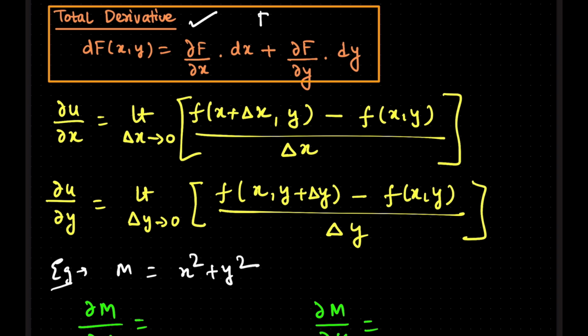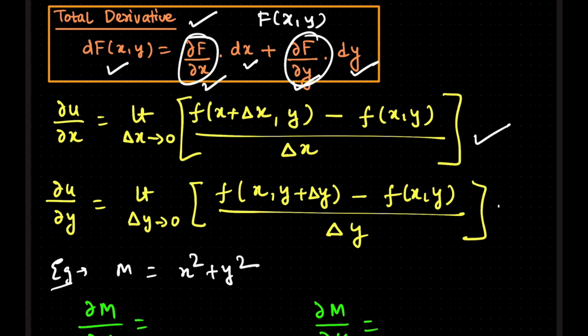The total derivative of a function f(x, y) is df equal to dou f by dou x into dx plus dou f by dou y into dy. This is the partial derivative of f with respect to x, and this is the partial derivative of f with respect to y. So this is the basic formula. When we find the partial derivative with respect to x, we only change x and y is constant. And when we find the partial derivative with respect to y, we only change y, and x is constant.